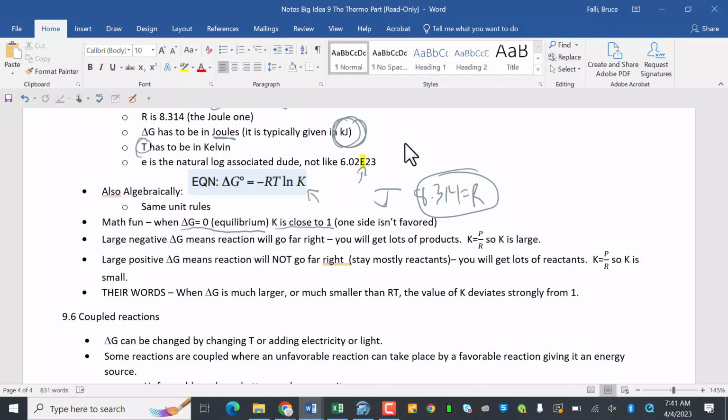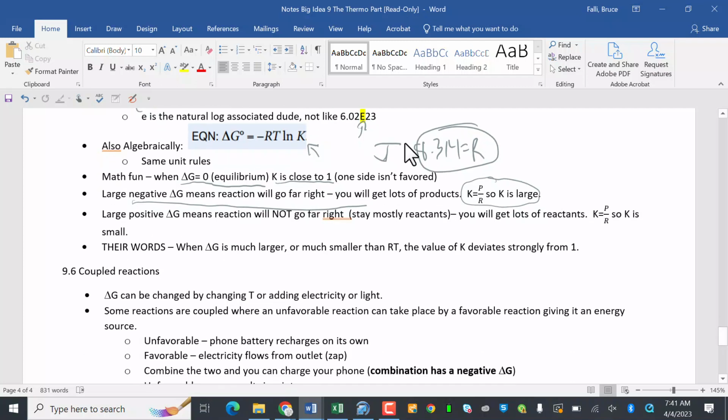A large negative delta G means the reaction will go far to the right. You will get lots of products. So K is products over reactants, so K is large. A large positive delta G means it will not go far right. It will go mostly far left. I'm going to have lots of reactants, so K is going to be small. When delta G is much larger or much smaller than RT, the value of K deviates strongly from 1.